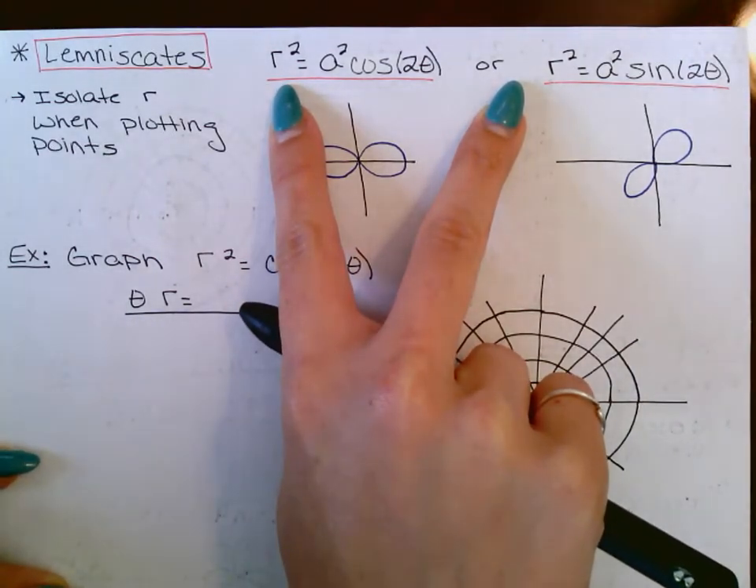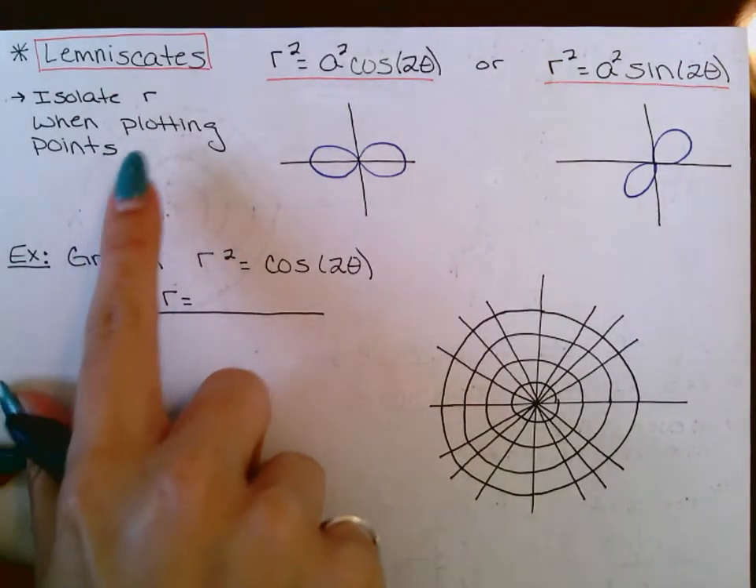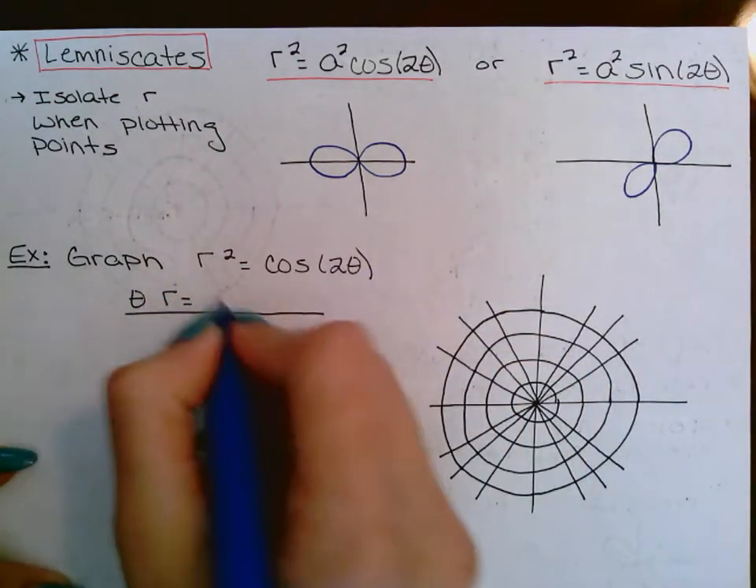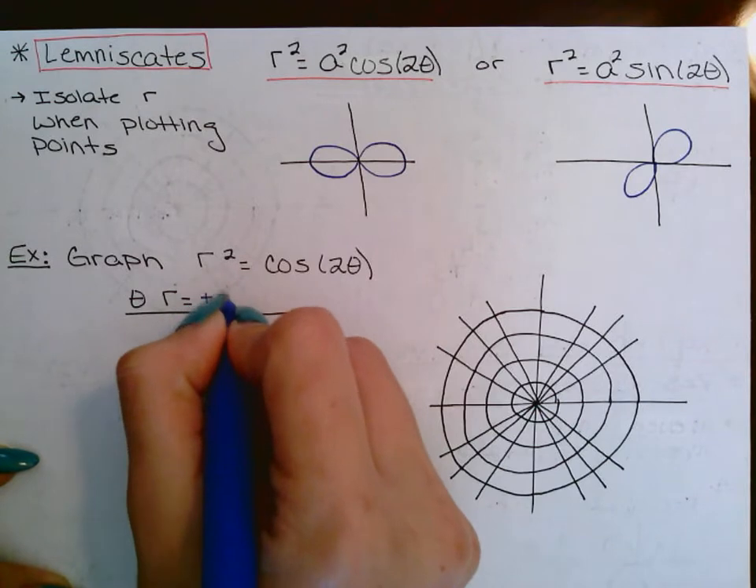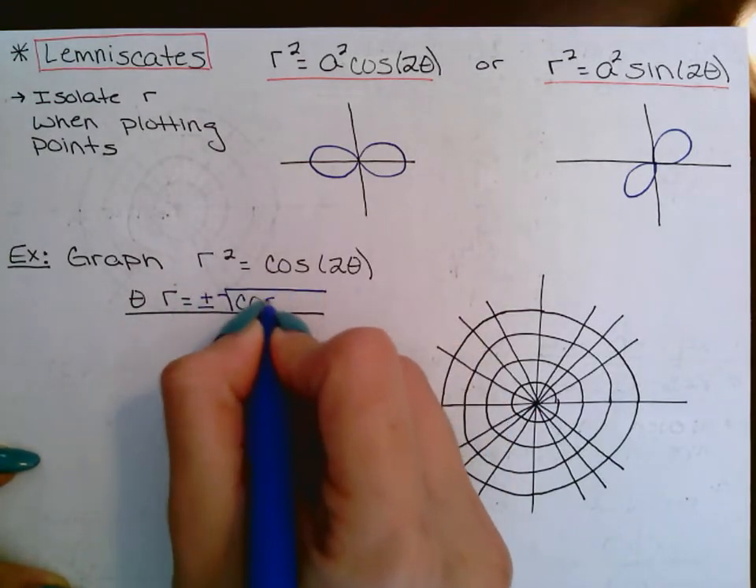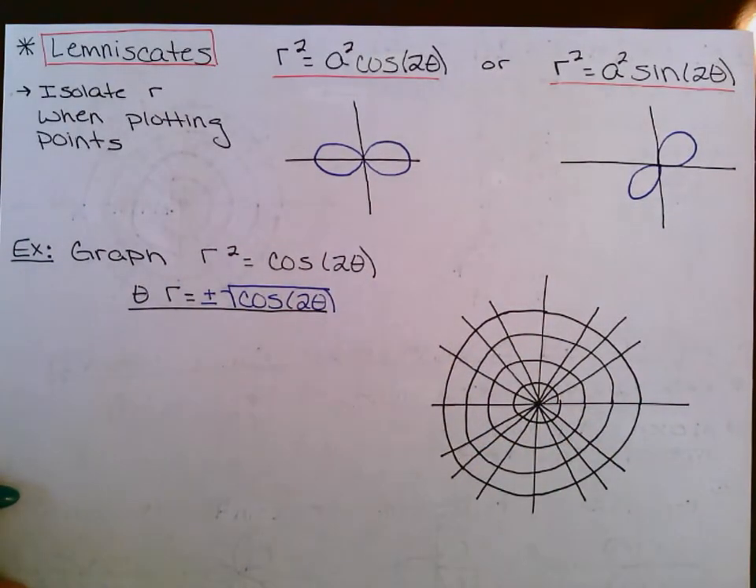Now the big thing you have to remember with these is that when you go to plot your points, you need to isolate r. Okay? So when I go to do this question here where it says r squared is cosine of 2 theta, I need to get r by itself and say that this is plus or minus the square root of cosine of 2 theta. Okay? That's our big difference here.